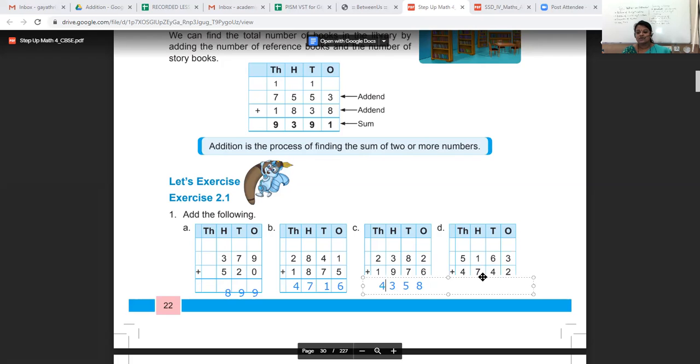Let us try one more, that is 5163 plus 4742. So the answer for this is 3 added to 2 is 5, followed by tens place. 6 plus 4 is 10, where 1 needs to be carried to hundreds. So 1 plus 7 plus 1 is 9. We again bring down the next, that is thousands. 5 plus 4 is 9. So we have got the sum as 9905. So in this way we have learned how to add 4-digit numbers. Let us go ahead with addition of 5 and 6-digit numbers.